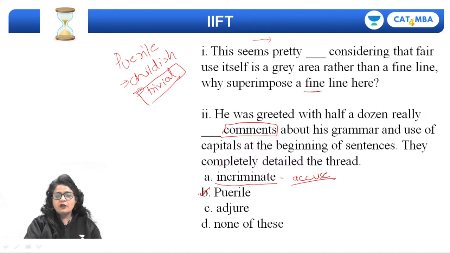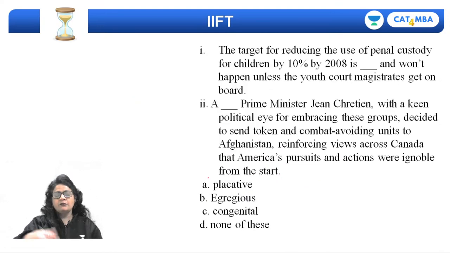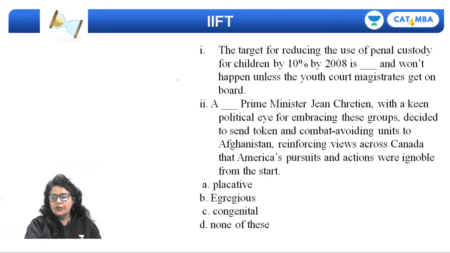No. But incriminating is not fitting in both the sentences. And here, it's not incriminating. He was not accused. The comments were puerile. You have to decide what is defining the comments. Incriminating is not defining the comments. Okay, the answer is puerile. Both the primary and secondary meanings are applicable in this sentence. Okay, next.